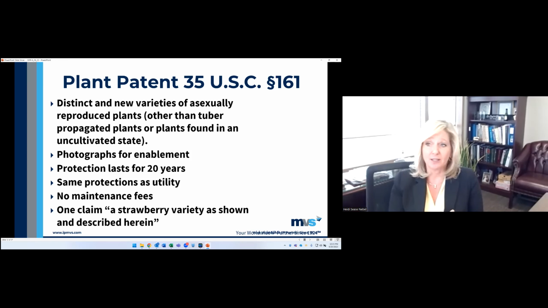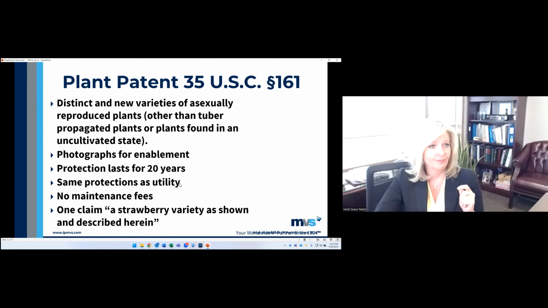You are entitled to one claim, a plant as shown and described herein, and that gives you 20 years of exclusivity for a plant variety that is asexually produced from the patented variety. There are no maintenance fees in these kinds of plant patents.